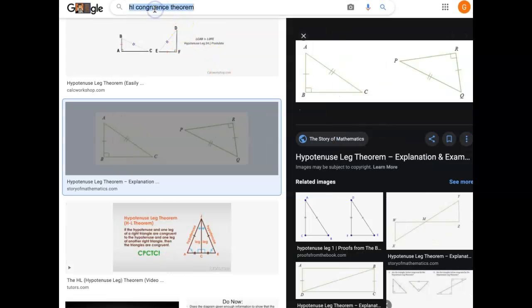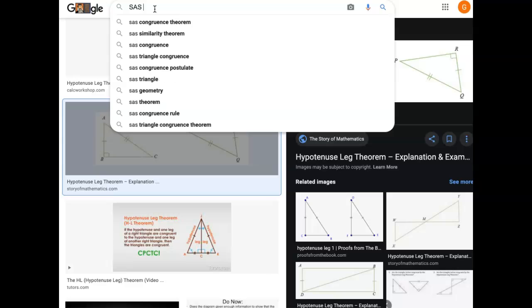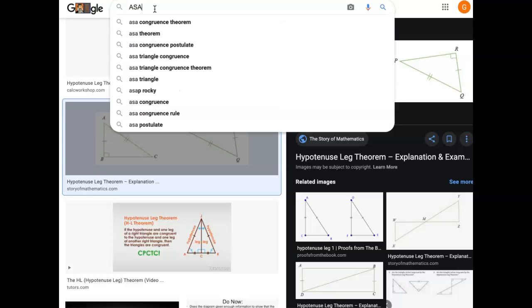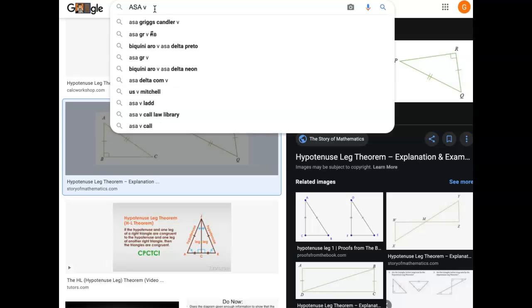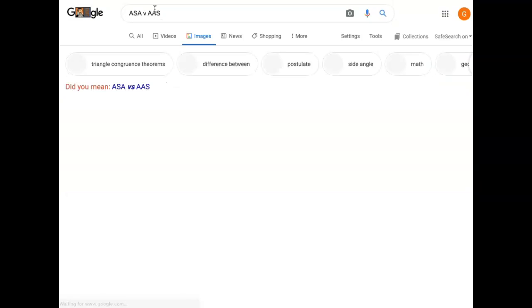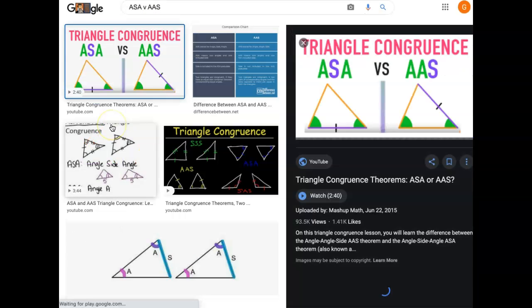So, SAS versus... well, let's not even go there. Let's just look at the next one. Let's look at ASA versus AAS. Let's see what it shows. Oh, there we go. That's a good picture.